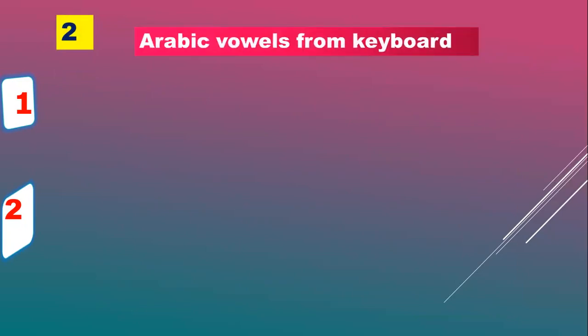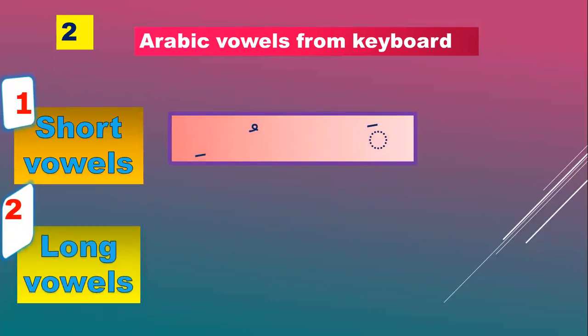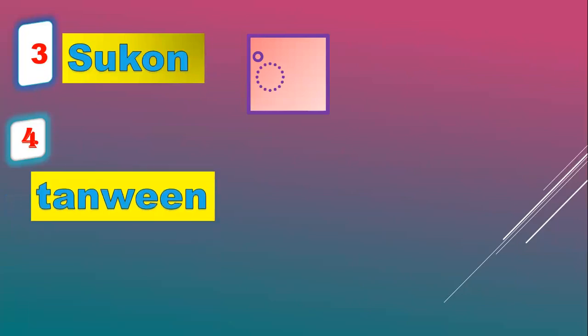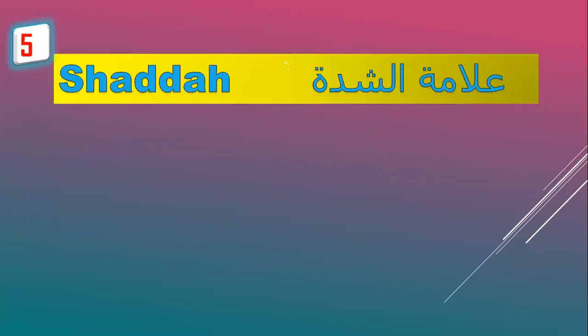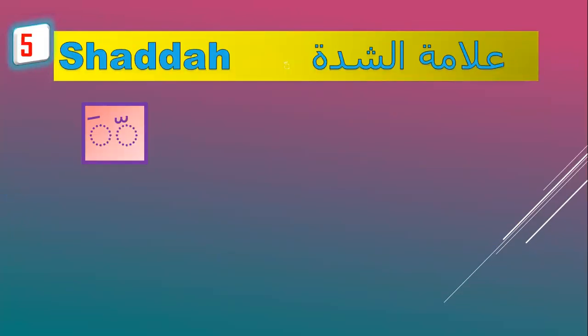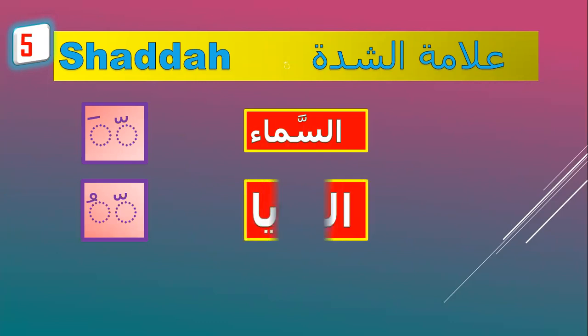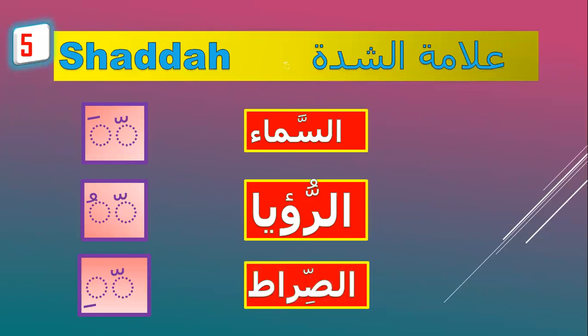Let's go to the second part in our class today, to learn Arabic vowels from the keyboard. Short vowels: Fatha, Dhamma, and Kasra. Long vowels: Mad with Alif, Mad with Ya, and Mad with Waw. Sukun. Tanween with Fatha, with Dhamma, and with Kasra. Shadda, the sign of Shadda. Shadda with Fatha, like As-sama. Shadda with Dhamma, like Ar-ru'ya. Shadda with Kasra, like As-sirat.